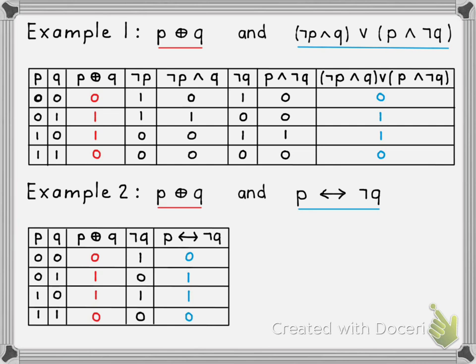Now the second step of the algorithm is to compare these two columns corresponding to the two input propositions. Since the red and the blue columns are identical, the conclusion or the output of our algorithm is that the two input propositions are indeed logically equivalent.